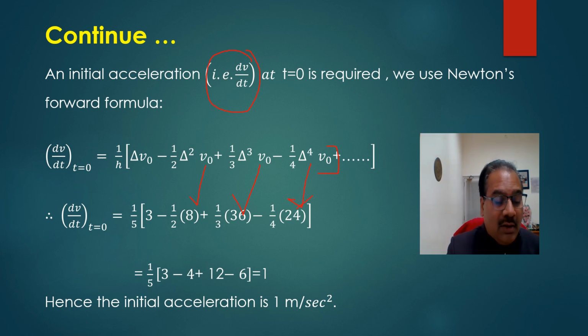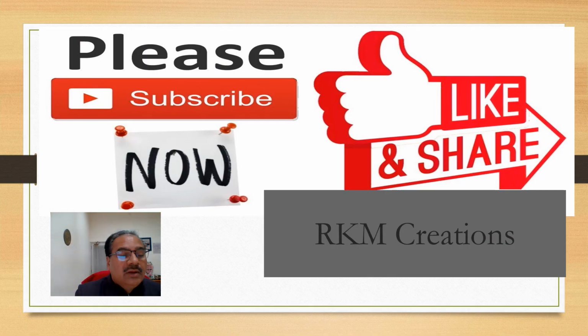So you will find dv by dt is equal to 1. Hence the initial acceleration is 1 meter per second square. With the help of the data, you are able to calculate. So in this way we have learned what numerical differentiation is.